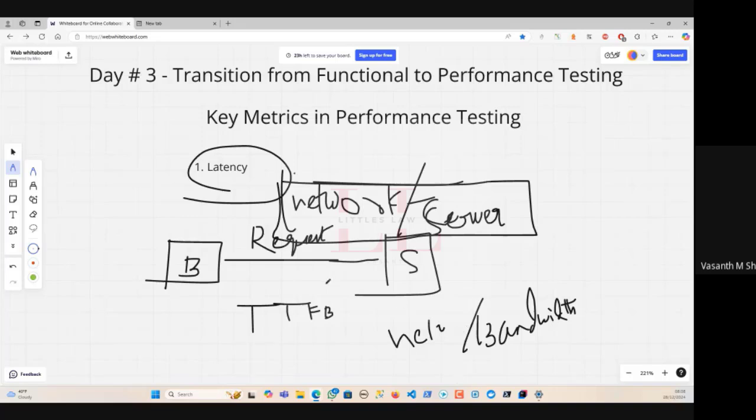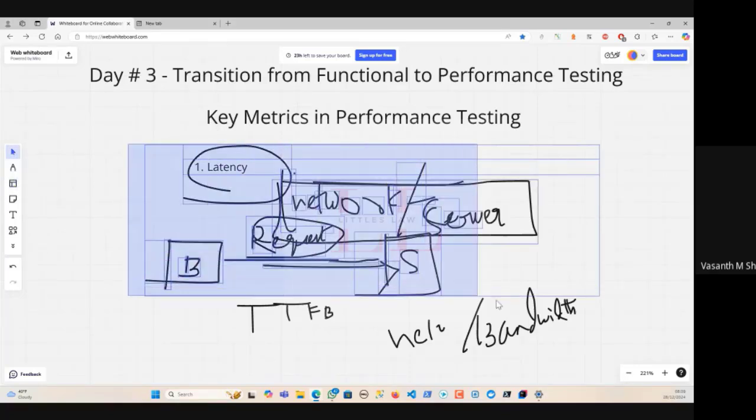If there is a lot of traffic moving and you don't have proper bandwidth or proper latency, then there will be a little bit of delay in your request reaching the server. So that is the latency: the time taken for your request to reach the server and for the first byte.